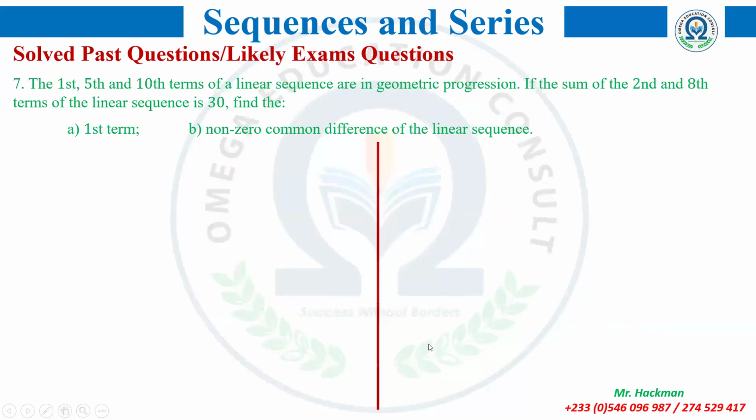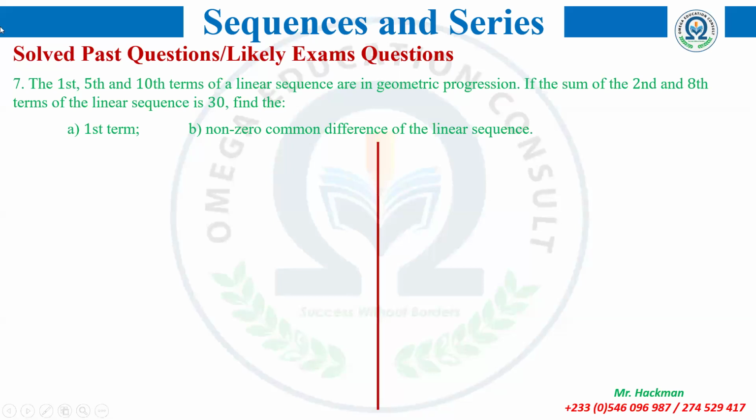Okay, so this question is similar to what we just did. The first, the fifth, the 10th terms of a linear sequence are geometric progression. So here you are told they will form the geometric progression. Don't worry, just take them as your first 3 terms. Okay, you just write them in terms of the consecutive nature. We are not interested in whether they are first 3 terms, what is important is they are consecutive.